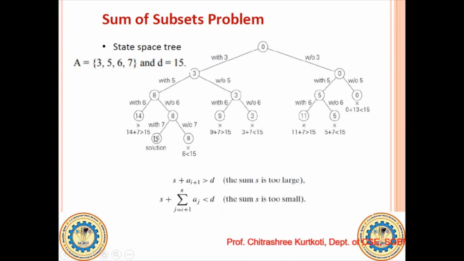Next, this is one possibility. With 7, we got the solution. And without 7, what is the sum? If we are not considering this element 7, it is only 8. So 8 is very much less than 15. So then we are considering this as a non-promising node. Next, here with 7 and without 7 we saw the feasibility of that solution. One is feasible and one is not feasible.